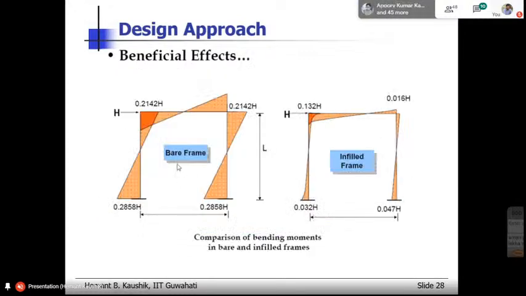If you have a bare frame, just look at the bending moments. If you apply this H lateral load, the bending moment in the beam and the bending moment in the column is about 30%, 20% of H, right? But if you model the infill frame, it reduces drastically. So here it reduces to 0.032 only, right? So that is the advantage.